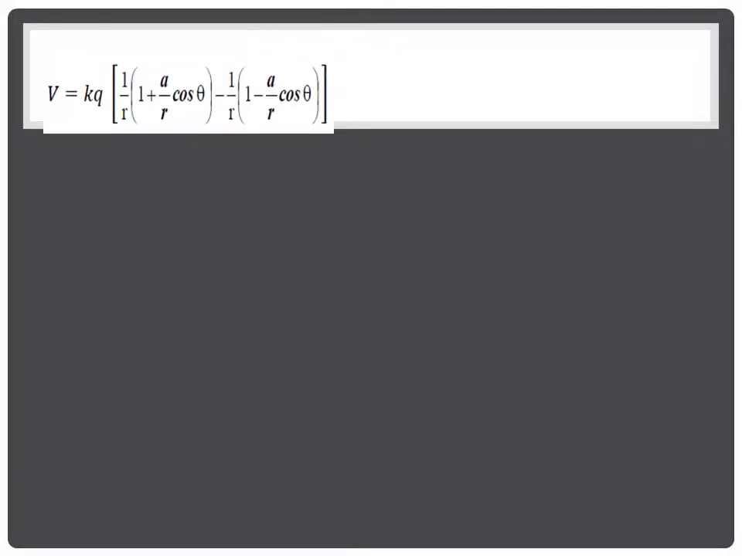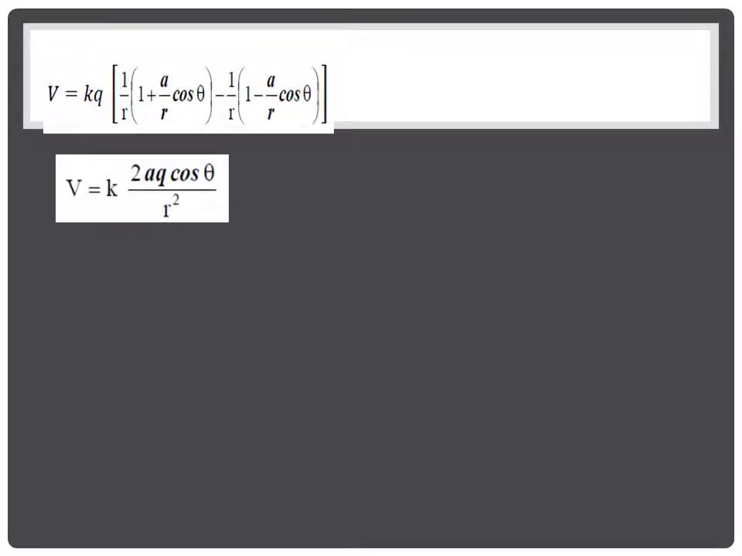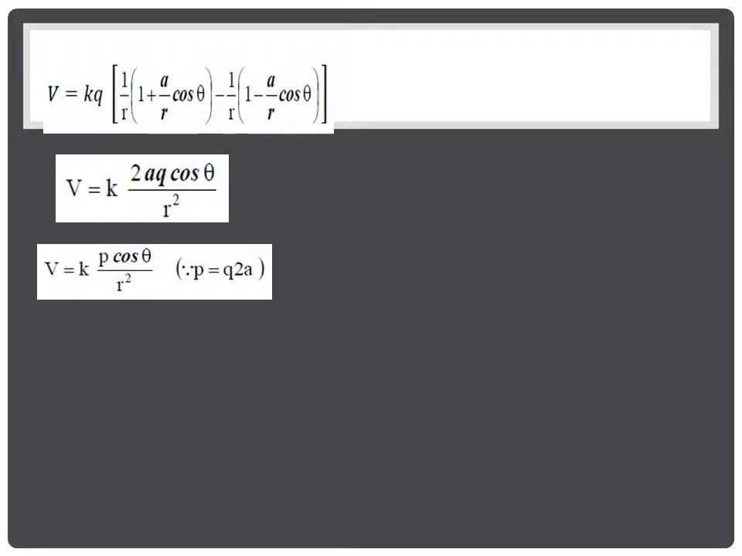Now from the previous equation, we have just substituted the value of 1 by r1 and 1 by r2. So I get my equation as V is equal to kq into 1 by r into (1 plus a by r cos theta) minus 1 by r into (1 minus a by r cos theta). Now 1 by r can be brought outside, and rearranging the terms, whichever is getting cancelled, we can cancel, and you get your final equation as V is equal to k into 2aq cos theta by r squared.